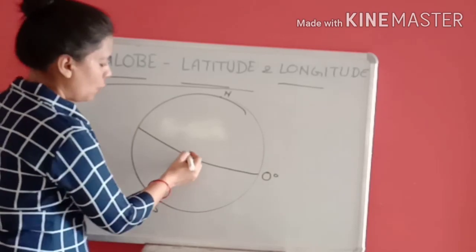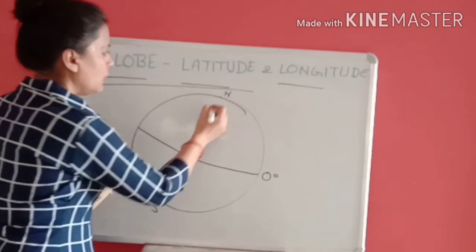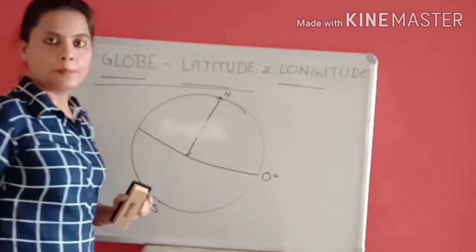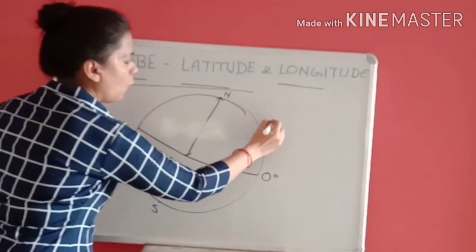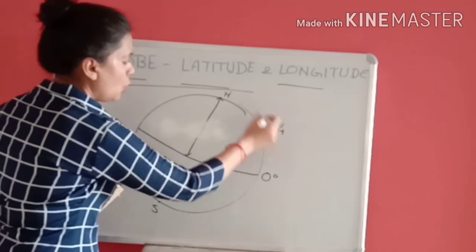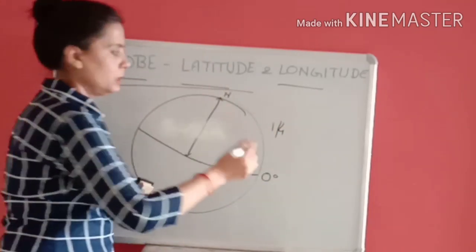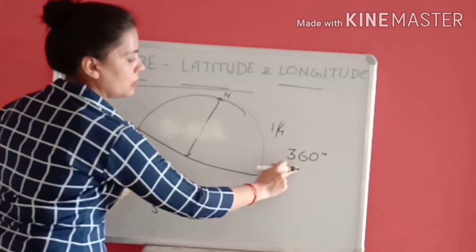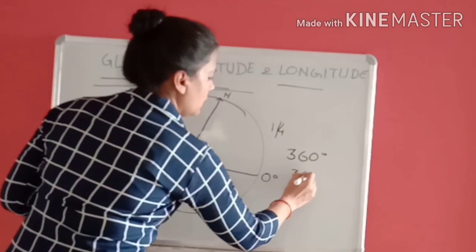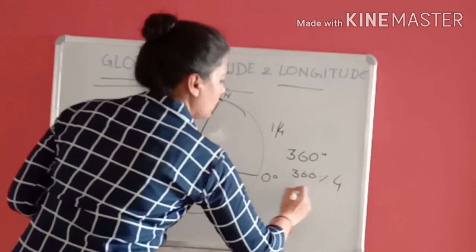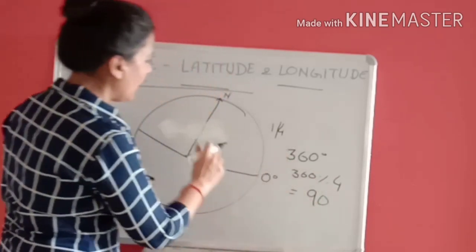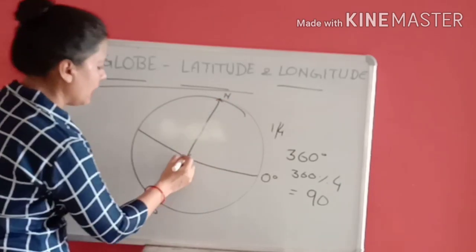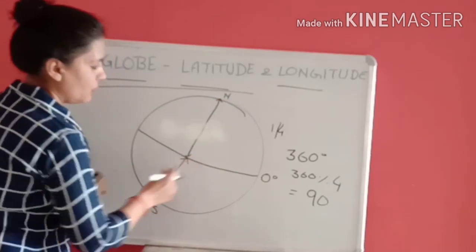How are latitudes measured? See, from equator towards the pole, the distance between these two places is 1/4 of the total circle of the Earth. It means 360 degree. So 1/4 of this, 360 divided by 4, then you will get 90. So 90 latitudes are there in northern hemisphere. The same with the southern hemisphere. 90 latitudes in the southern hemisphere.